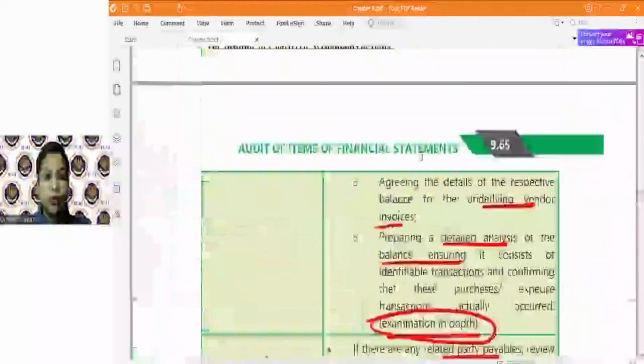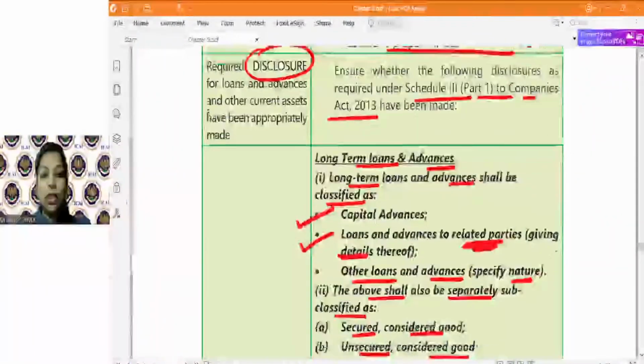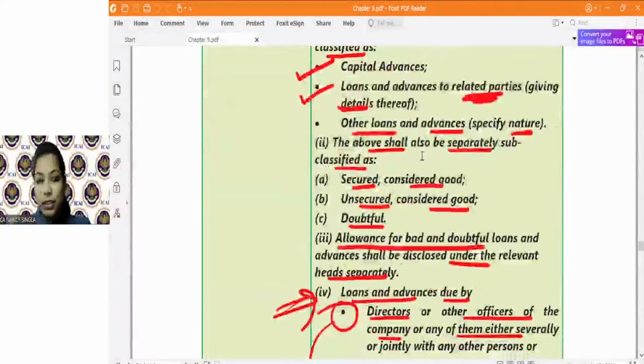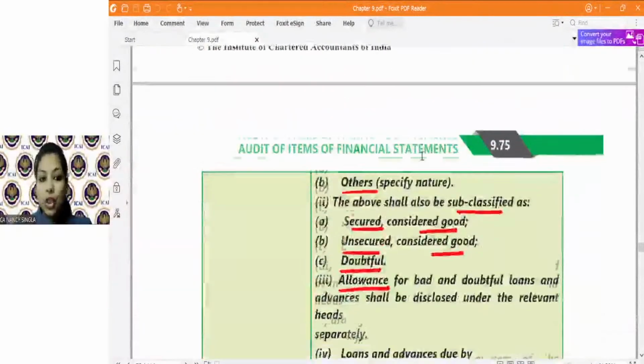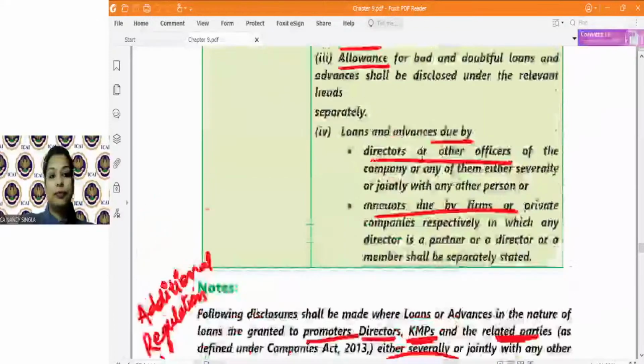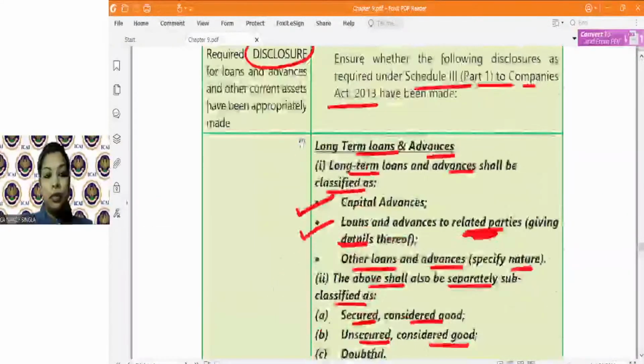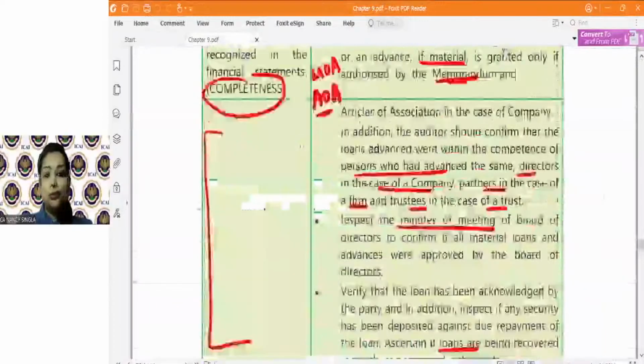So let me just take you to the topic of borrowings. So see, this was long-term borrowings, okay? These are your short-term borrowings. Just a moment. Not this.